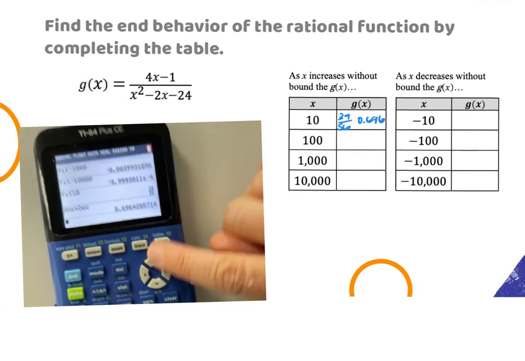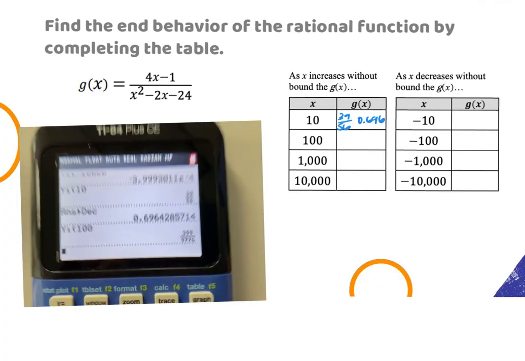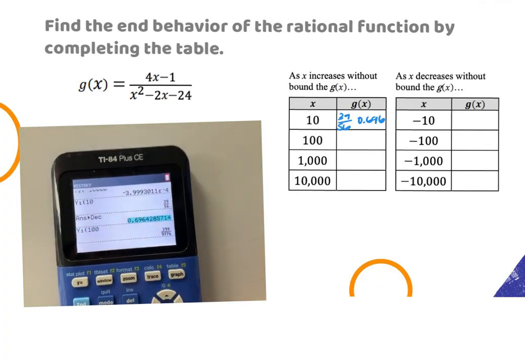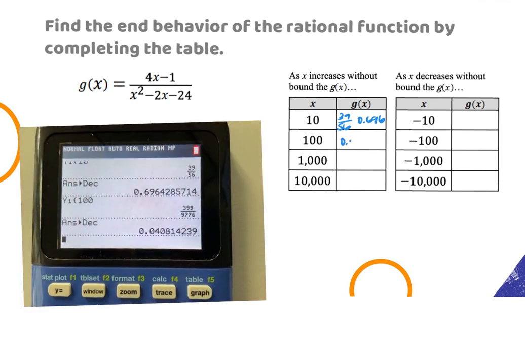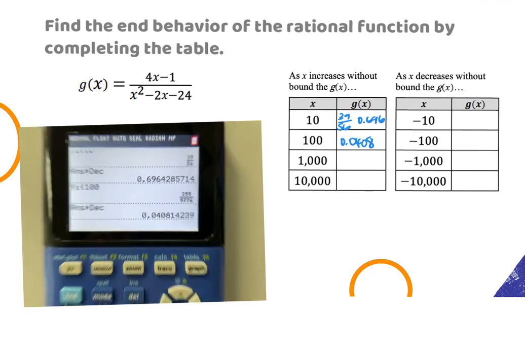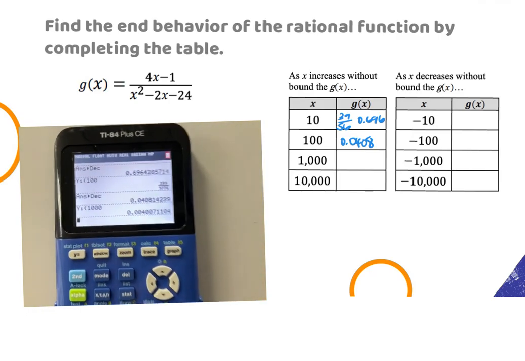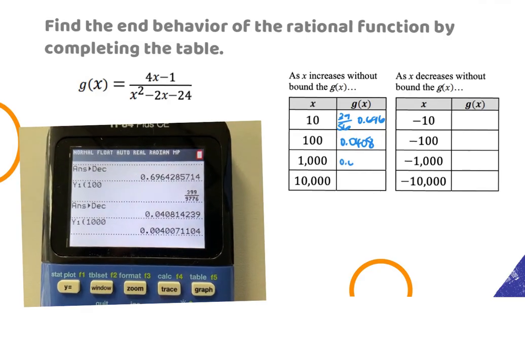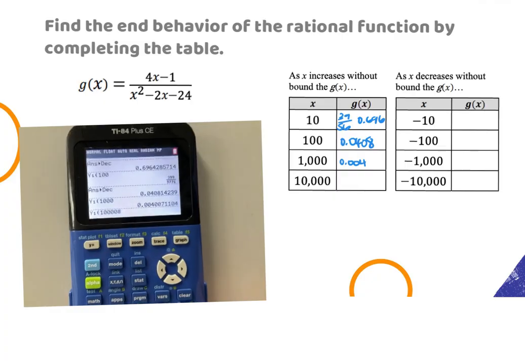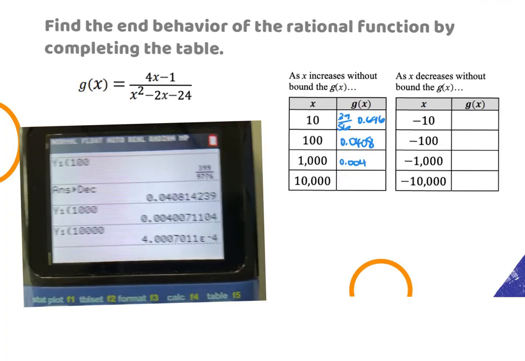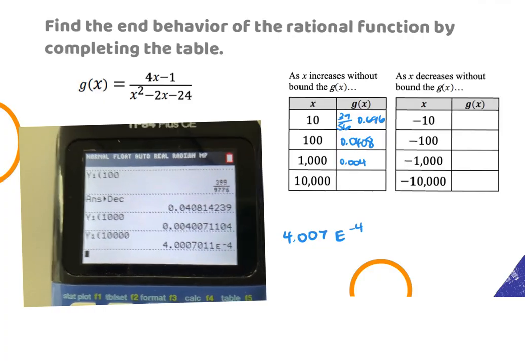Now I'm going to go back up. I'm just going to arrow up to Y1 of 10 and add a 0. And arrow up decimal. And I get 0.0408. And I arrow up. And I go to 1,000. And I get 0.004. And then I go arrow up, and I do 10,000, and I get 4.007 E negative 4. And what does that mean?